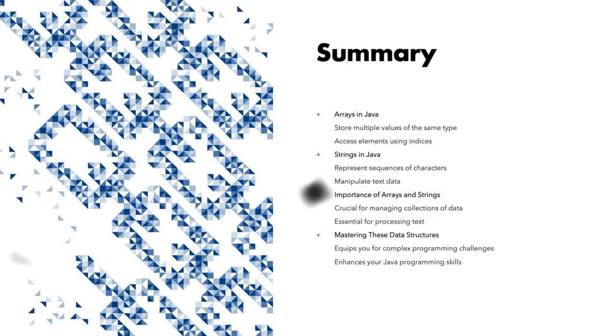In summary, in this lesson we covered the basics of arrays and strings in Java. Arrays store multiple values of the same type, while strings represent and manipulate text. Mastering these structures is essential for handling complex programs.